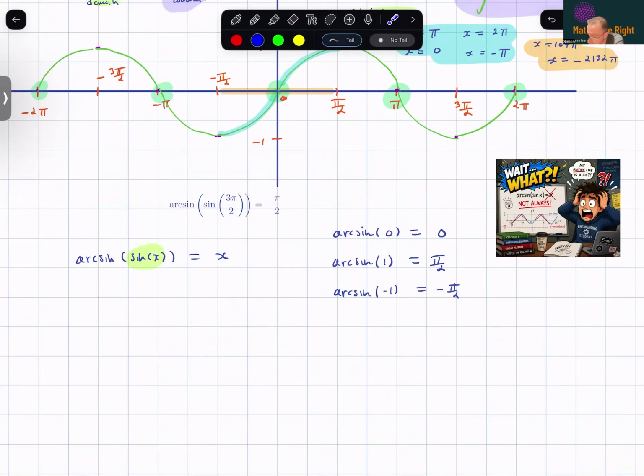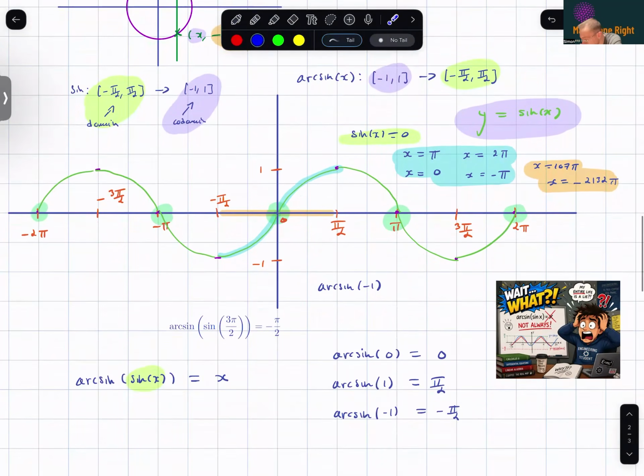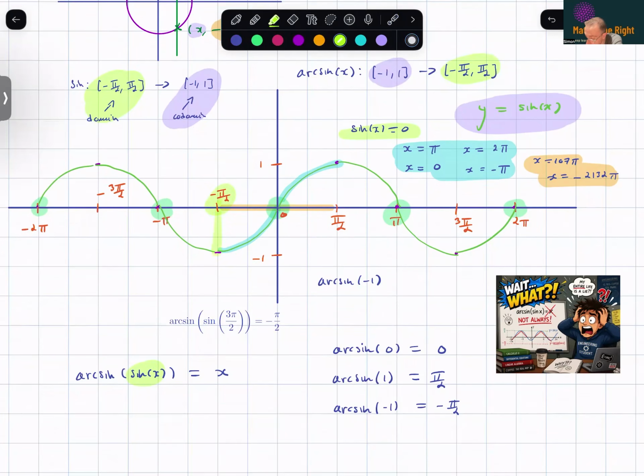Why is arcsine of sine of 3 pi over 2 equal to negative pi over 2? Well, what is sine of 3 pi over 2? Sine of 3 pi over 2 is negative 1, right? So we're doing arcsine of negative 1. So arcsine, which only looks at this interval from negative pi over 2 to pi over 2, says, okay, what number in this interval does sine send to negative 1? Well, that is negative pi over 2, right? It sends negative pi over 2 to negative 1, and that's why its output is negative pi over 2.